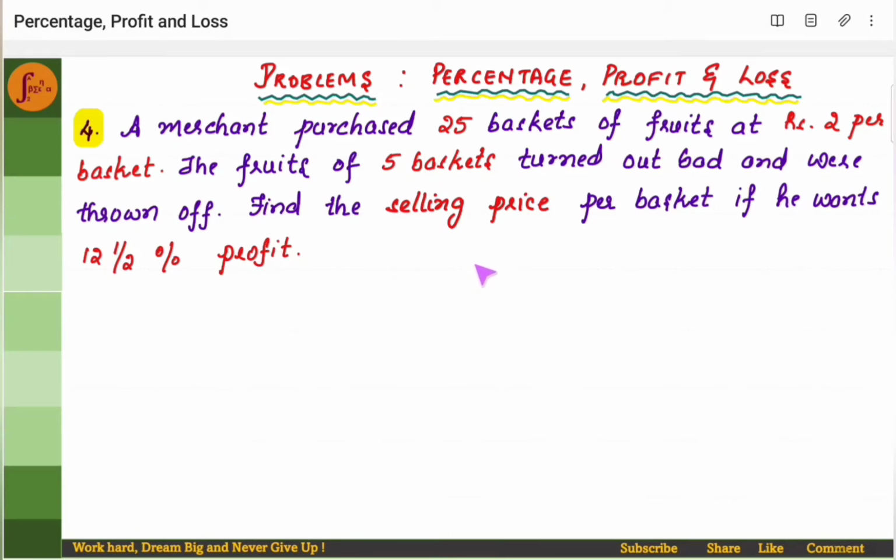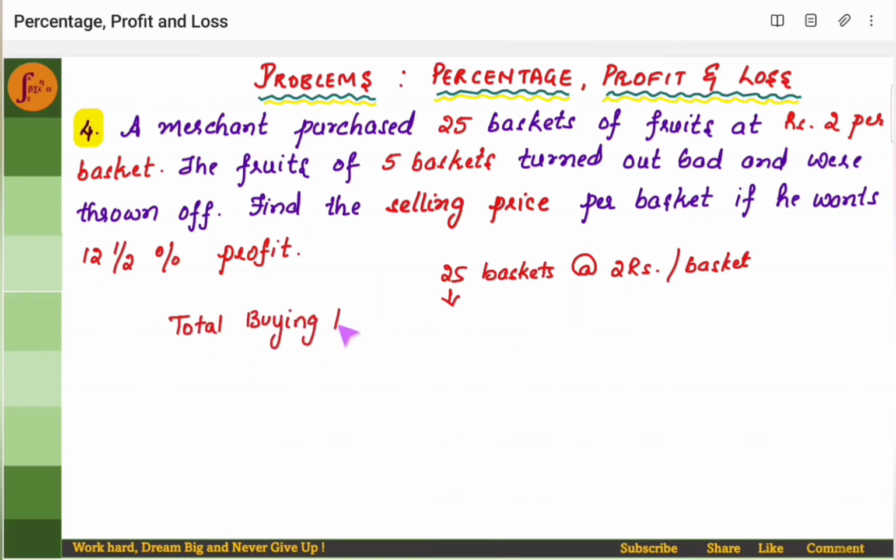So, the merchant buys 25 baskets of fruits at 2 rupees per basket. That is, for every basket, he is paying 2 rupees. And he buys 25 such baskets. Therefore, what is the total price? That is the total buying price. Total buying price of 25 baskets is 2 into 25, which is 50 rupees. Per basket, it is 2 rupees. Therefore, for 25 baskets, it's 50 rupees.